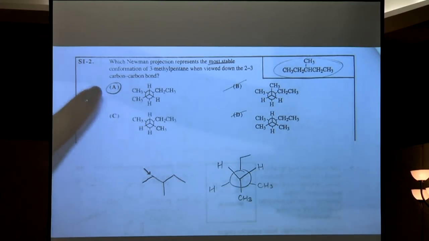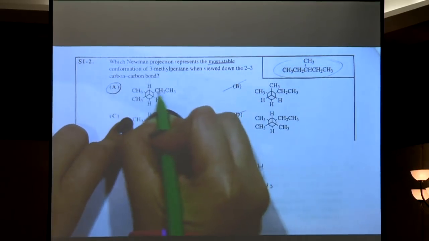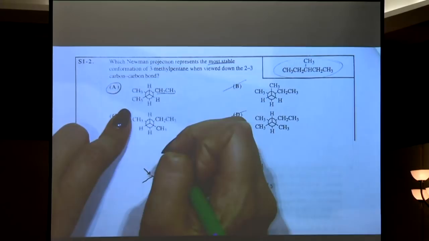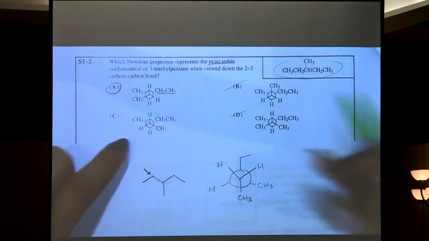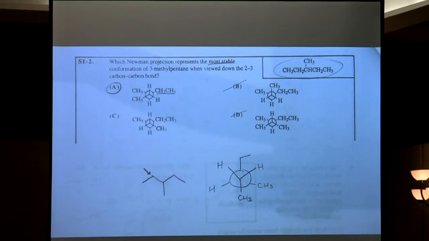Why is it A? Okay, so if we look at the groups, the biggest group is furthest away from the methyl groups. So that makes it more stable. If they're closer, kind of like in this example over here, then they're all trying to be in the same position. We don't want that because it makes it less stable. Good question. Any other questions?